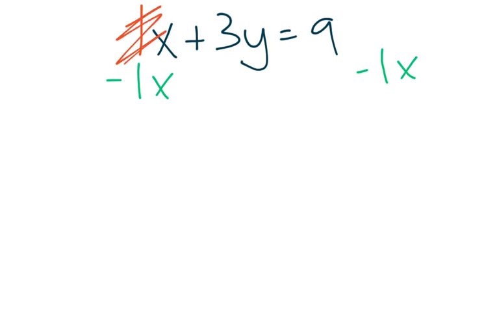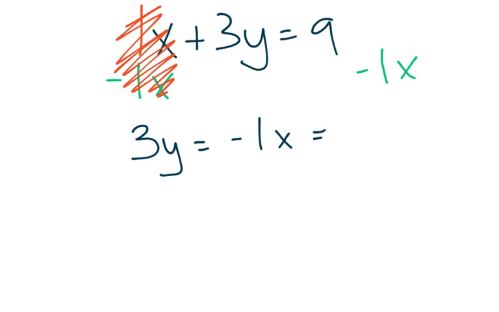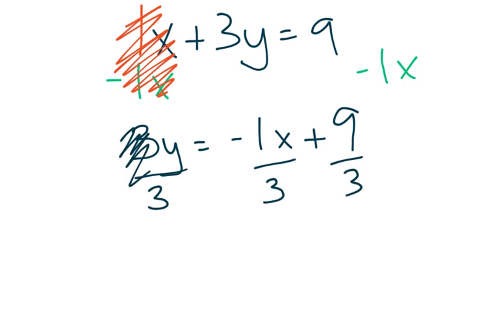These 1x's go away, and we're left with 3y equals negative 1x plus 9. Because notice 9 was not negative. 9 was positive. It's going to stay positive. Then we're going to divide everything by 3. These 3's will go away, and we're left with negative 1/3 x plus, now 9 over 3 can reduce. 9 divided by 3 is 3.